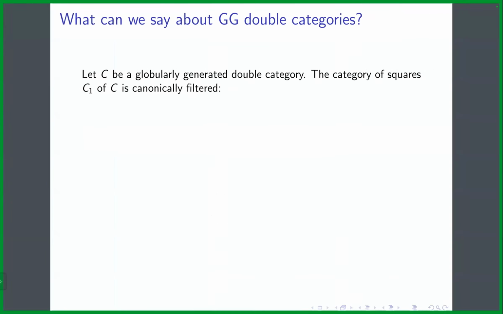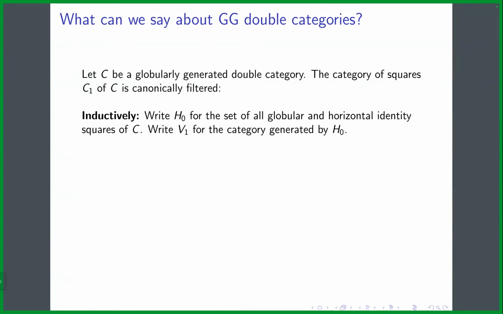So yeah, we can say what the globularly generated squares of bracketed mod are. So, okay, well, what can we say about globularly generated double categories? So suppose C is a globularly generated double category, then the category of squares of C has a very nice canonical filtration, which is defined as follows.